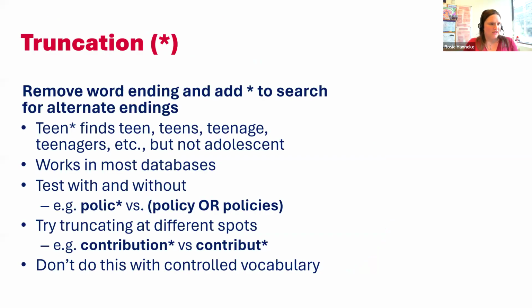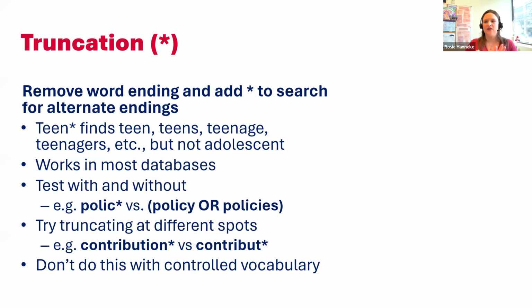Let's talk about a few additional tools that you can use within databases to finesse your search. The first one is truncation, which you can use in PubMed. This is an asterisk that you add on to the root of a word to search for all the alternate endings of that word. For example, Emily gave us that teenager example before. If we type into PubMed TEEN with an asterisk, we'll find teen, teens, teenage, teenagers, etc. Anything that starts with those four letters.